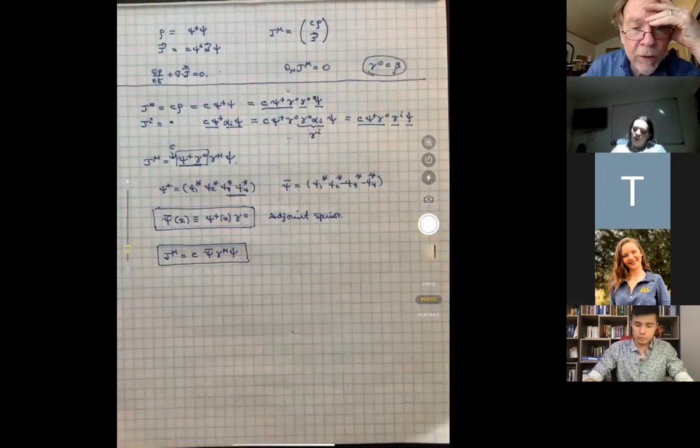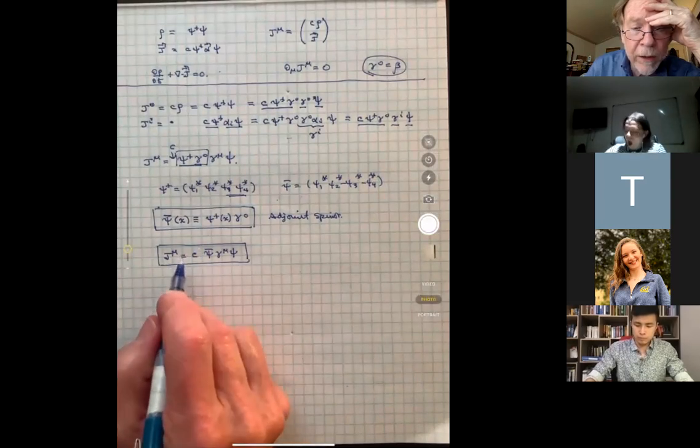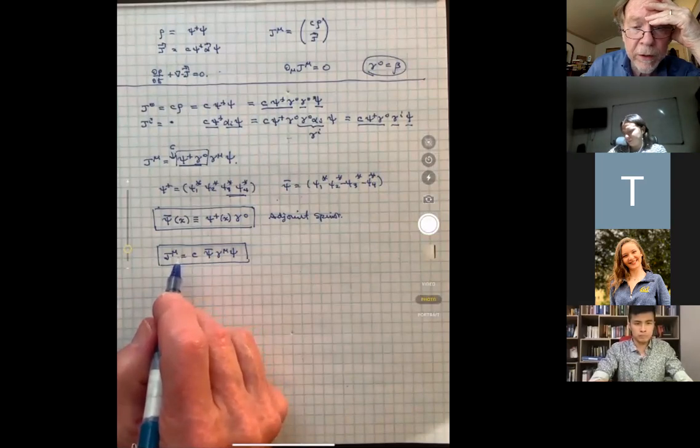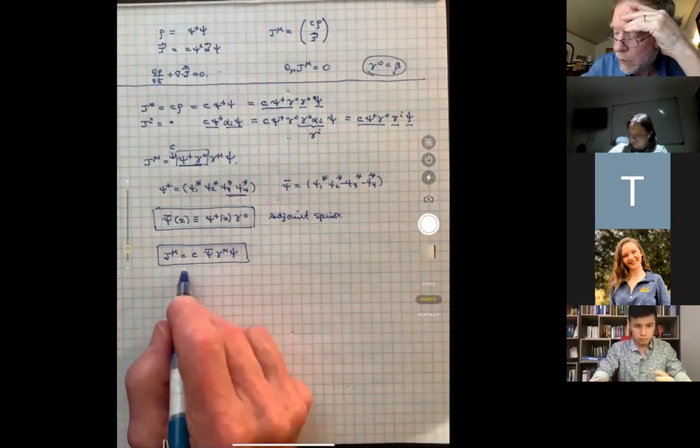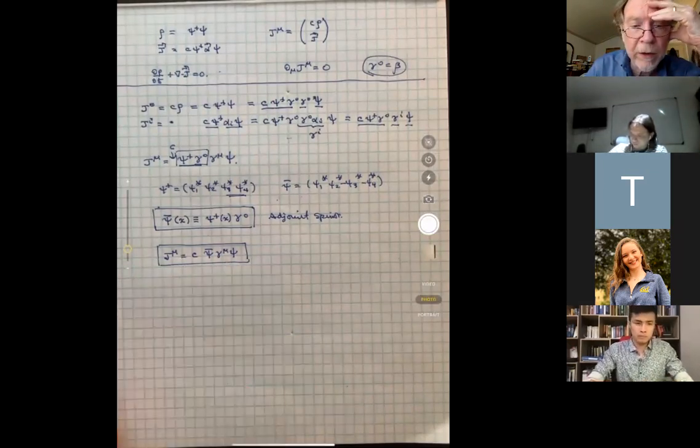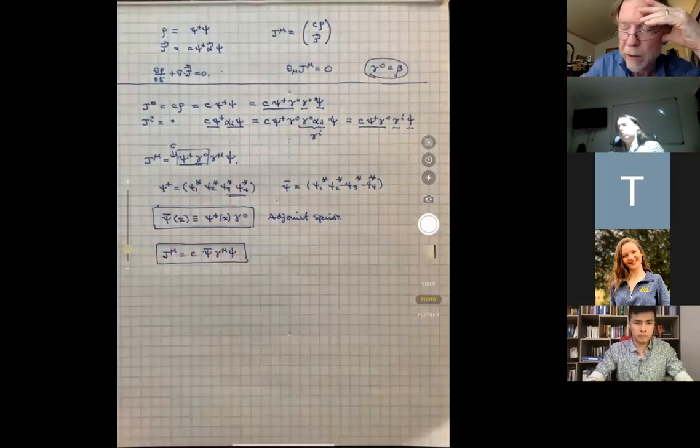And this is an important formula because this is regarded as the covariant expression for the current in the Dirac theory. In this version of the Dirac theory we're talking about so far, this is the probability current. But in any case, this is regarded, as I say, as the covariant version of the current expression.